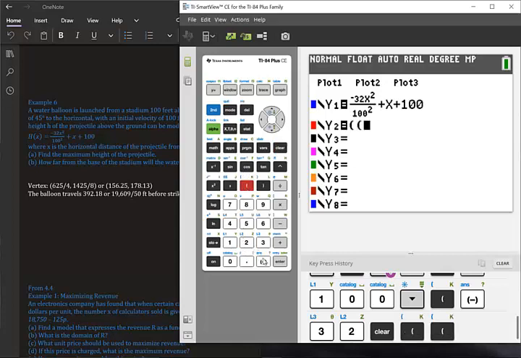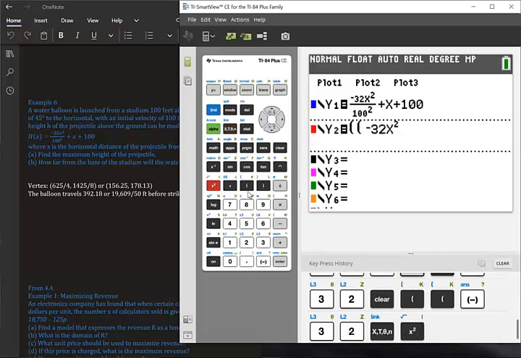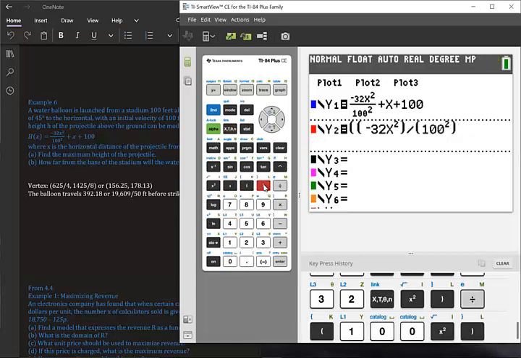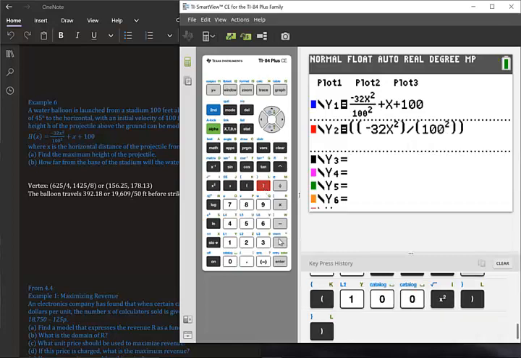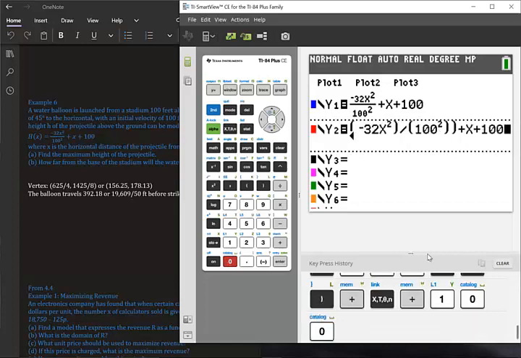Parentheses, parentheses again, -32 x squared. Close out the top, divided by parentheses 100 squared. Close out the bottom, close out the whole fraction, plus x plus 100. So if you have an older calculator, this is how you input fractions.